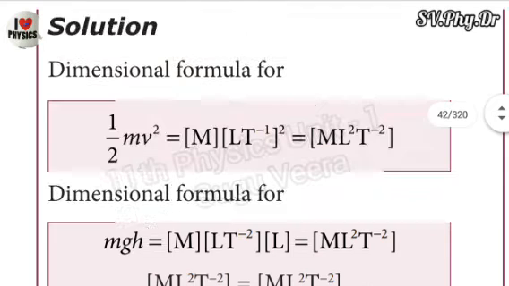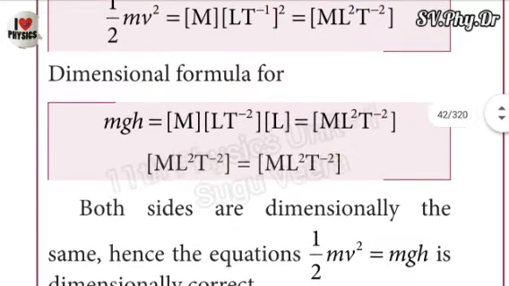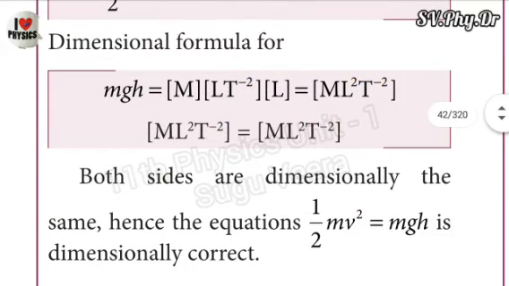Finally we get that potential energy and kinetic energy are the same. That means the dimension of kinetic energy is equal to the dimension of potential energy. Both sides are dimensionally the same. Hence the equation half m v square is equal to mgh is dimensionally correct.